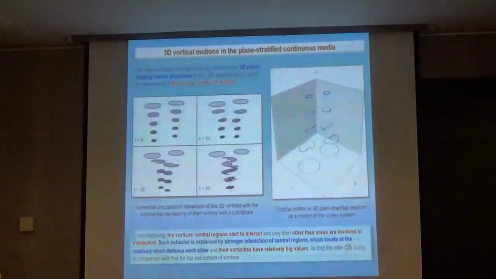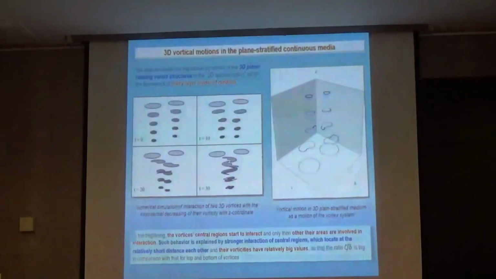We also simulated the interaction dynamics of three-dimensional plane rotating vortex structures with a two-dimensional approximation within the framework of a many-layer model of medium. You can see numerical simulation of interaction of two three-dimensional vortices with the exponential decreasing of the vorticity with the coordinates.